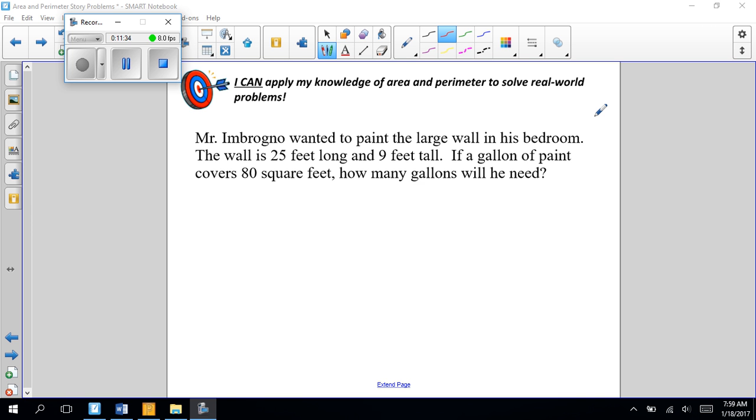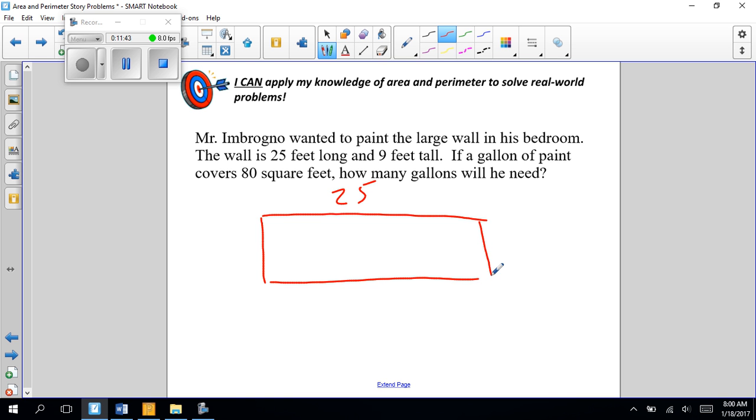All right, here's the wall. It is 25 feet long. It is 9 feet tall. So I've got my wall. Doesn't look like there's any windows or doors or anything. We just have a plain old wall. It's a giant wall he has. A gallon of paint covers 80 square feet. So I need to really know how many square feet there are first.